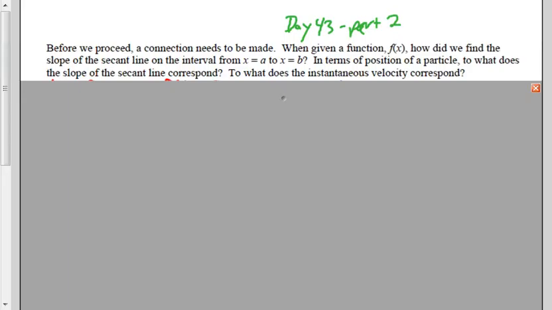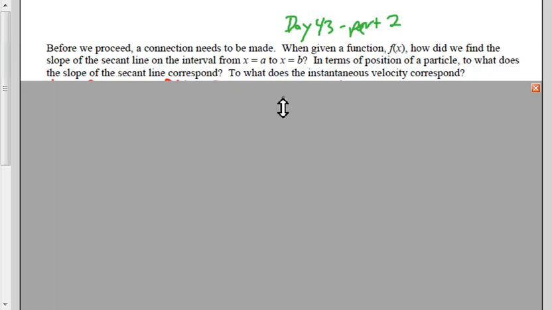Calculus Unit 5, Day 43 Notes, Part 2. Before we proceed, the connection needs to be made, and I kind of made this connection already at the end of Part 1. But when given a function f of x, how do we find the slope of the secant line in the interval from x equals a to x equals b?